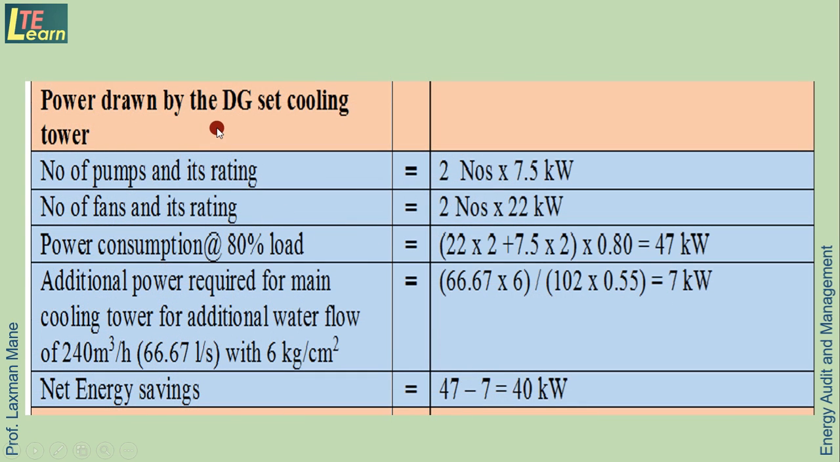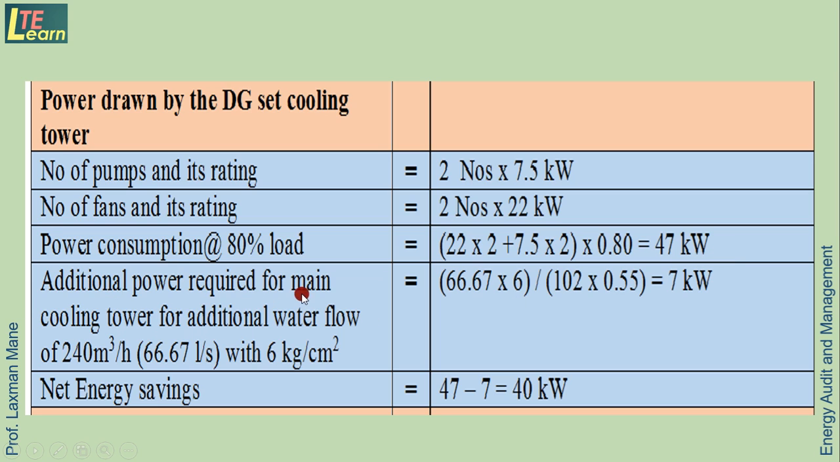Now the power drawn by the DG set cooling tower. It has a number of pumps 2, each of capacity 7.5 kilowatt. Number of fans are 2 with individual capacity 22 kilowatt. They are running at 80% load. So the power consumption by these pumps and fans is calculated as 22 multiplied by 2 plus 7.5 into 2, this is the wattage, into 80% load means 0.80, so it comes to 47 kilowatt power consumption.